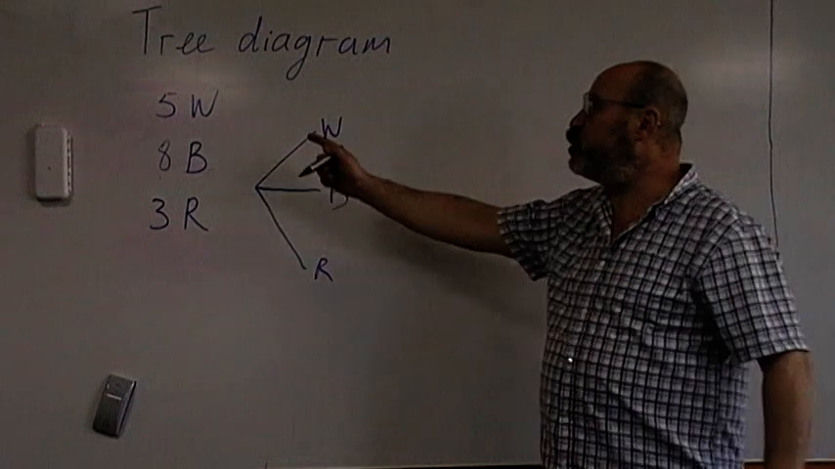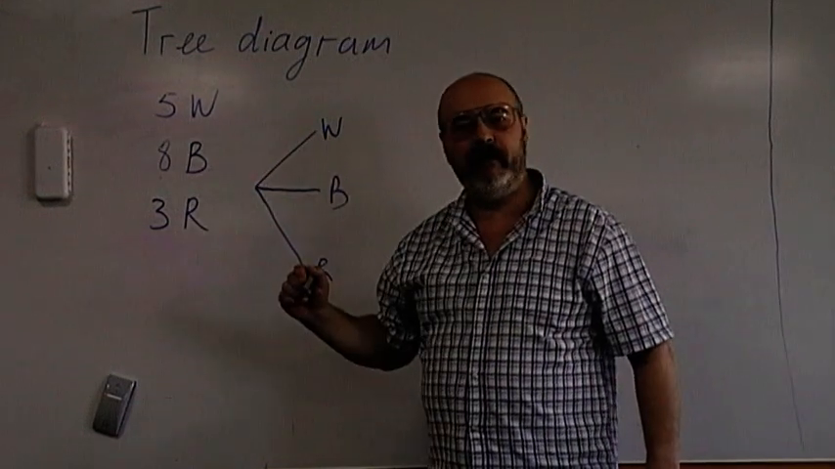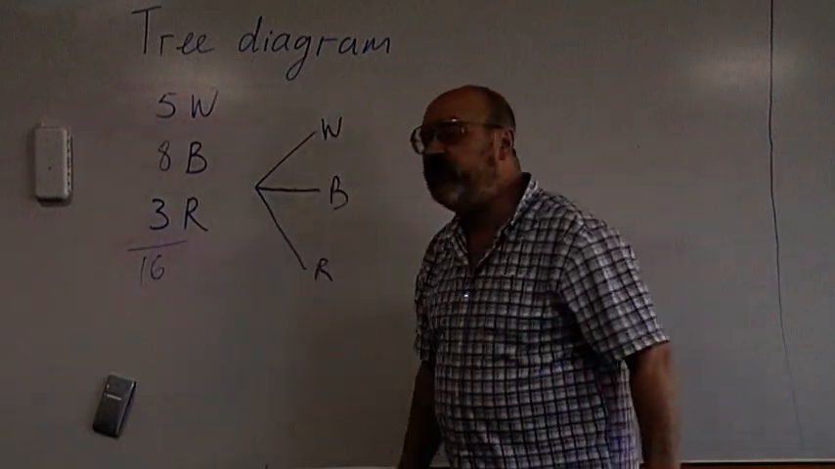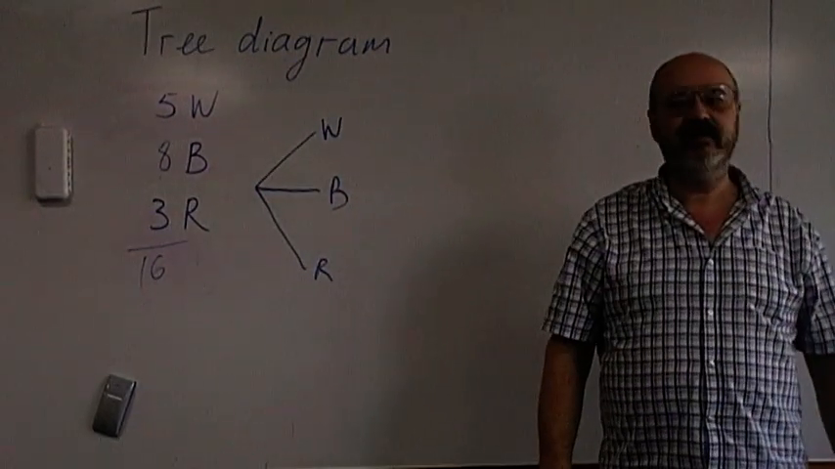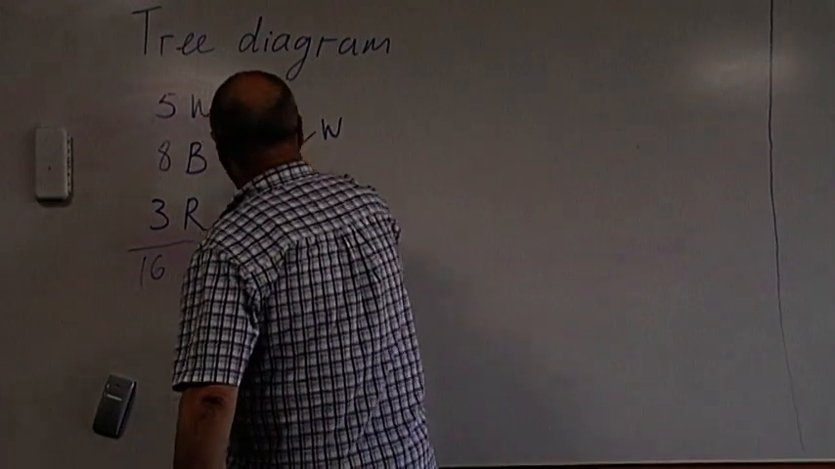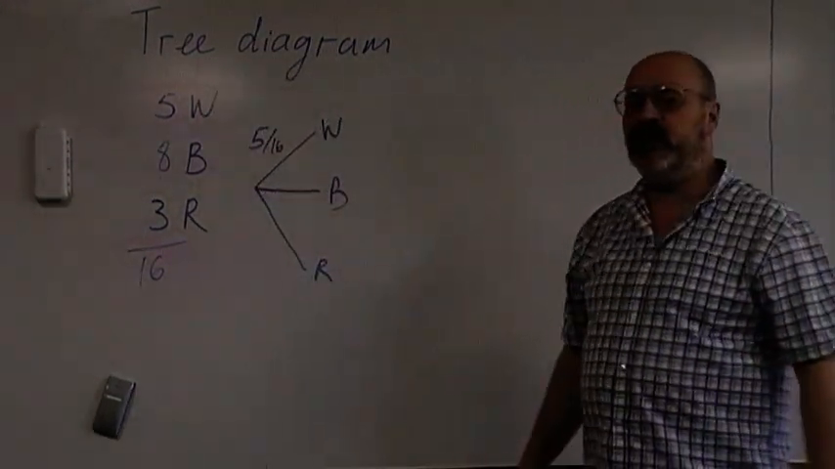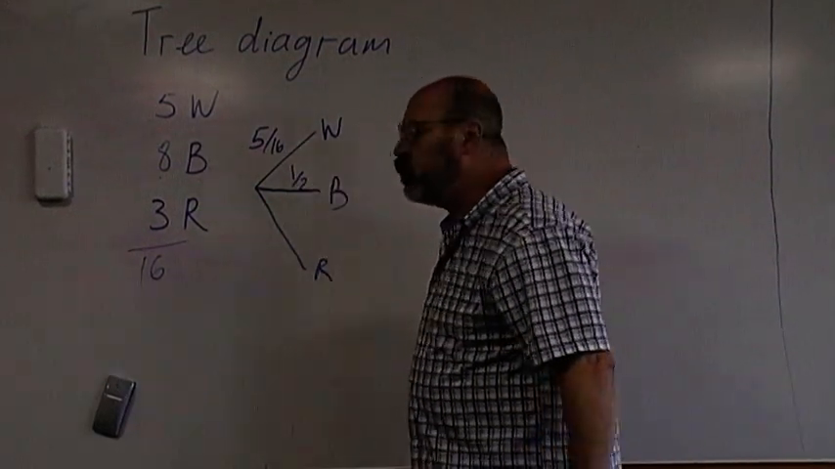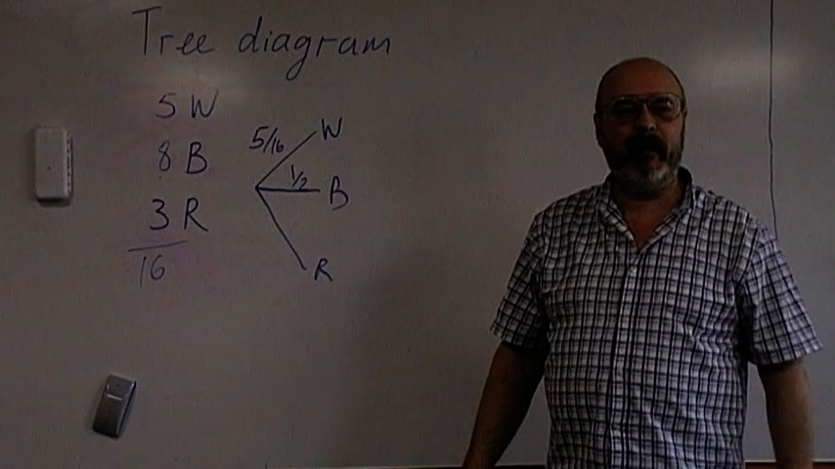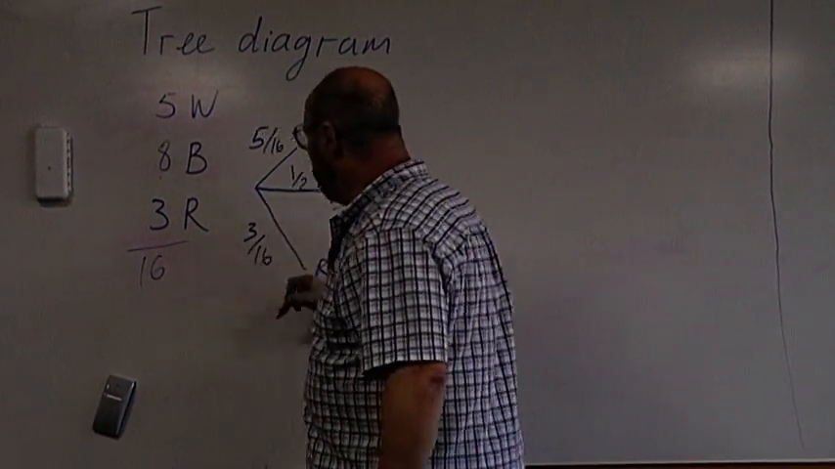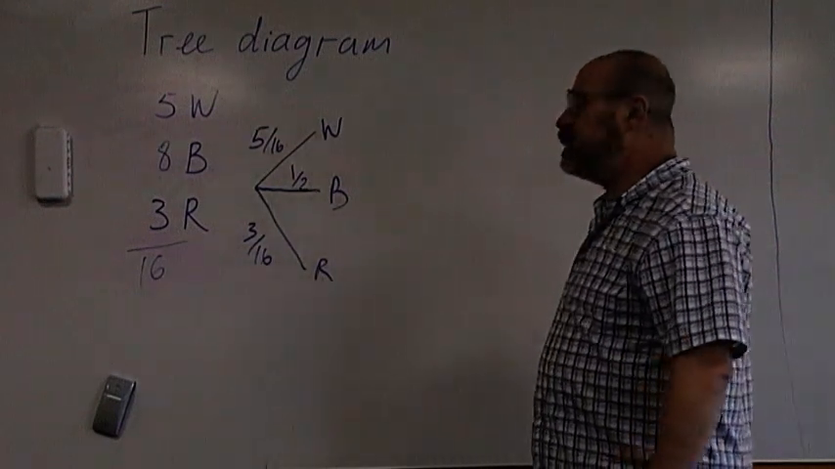How many socks does he have altogether? 16. 16. Good, adding up. So what's the probability of getting a white sock? 5 out of 16. What's the probability of getting a black sock? 8 out of 16, or 1/2. What's the probability of getting a red sock? 3 out of 16.